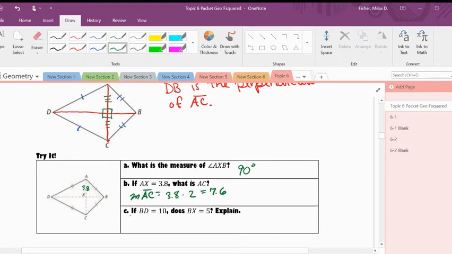And if BD equals 10, does BX equal 5? And the answer is no. AC is bisected, but BD is not. So AC is the one that has the equal parts. BX and DX are not congruent. So we could say no. AC does not bisect BD.